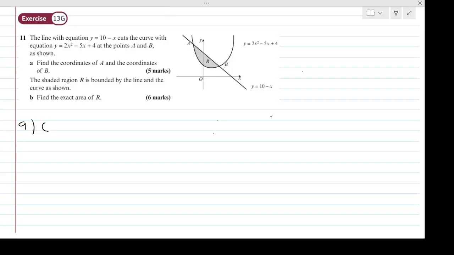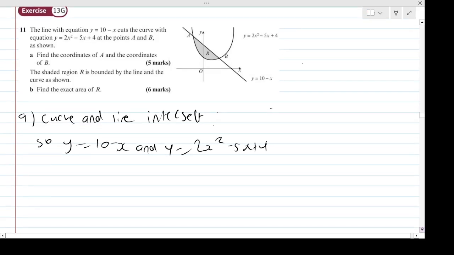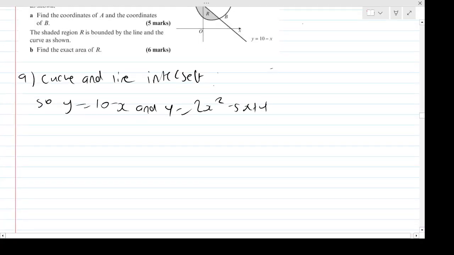So the curve and line intersect. At that point, we're just going to equate the two together. So y is 10 minus x, that's the line, and y is 2x squared, take away 5x, add 4. So at that point we just solve them simultaneously. If I set them equal, that means 10 minus x will be equal to 2x squared, take away 5x, add 4, if I set the y's together.